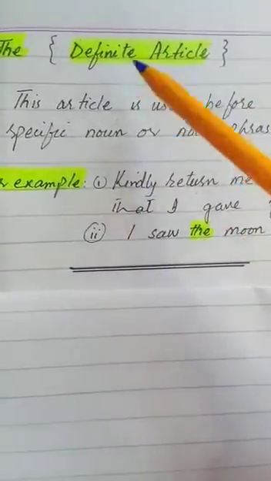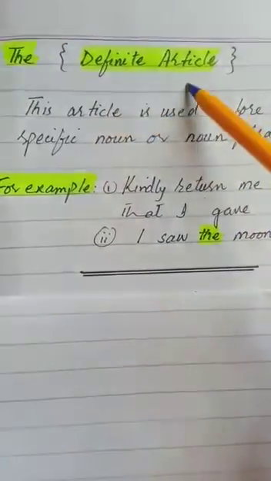Here I'm talking about specific nouns. So before specific nouns, I use definite articles, and that definite article is "the". Okay, dear students, now see.